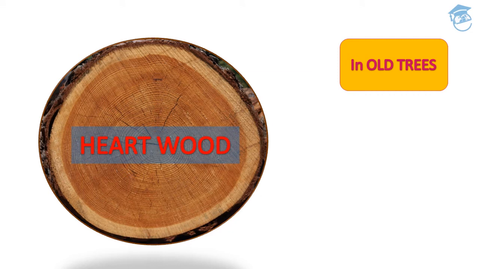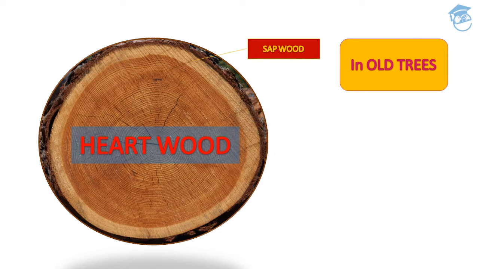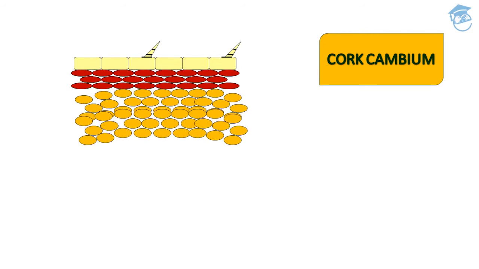And this is called hardwood. And the peripheral region, lighter in color, conducts water and mineral. It is called sapwood. So it is lighter in color and it is capable of conducting water and mineral. So this is called sapwood.